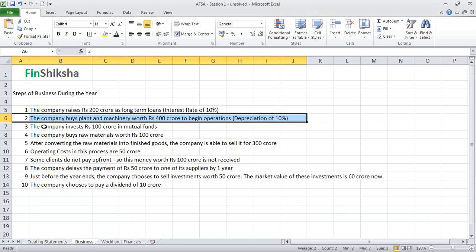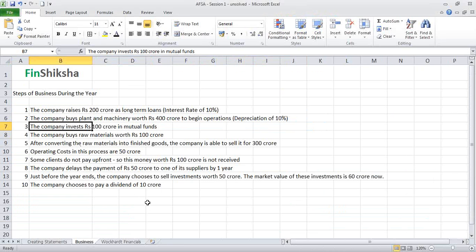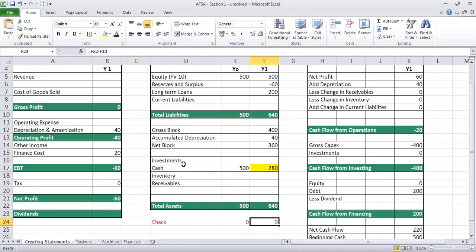Second transaction done. Third transaction: the company invests 100 crore in mutual funds. So they invest 100 crore in mutual funds. That's an investment, which means this value will go up. So investments need to go up by 100 crore. Automatically, as investments go up by 100 crore, you will find cash will go down.